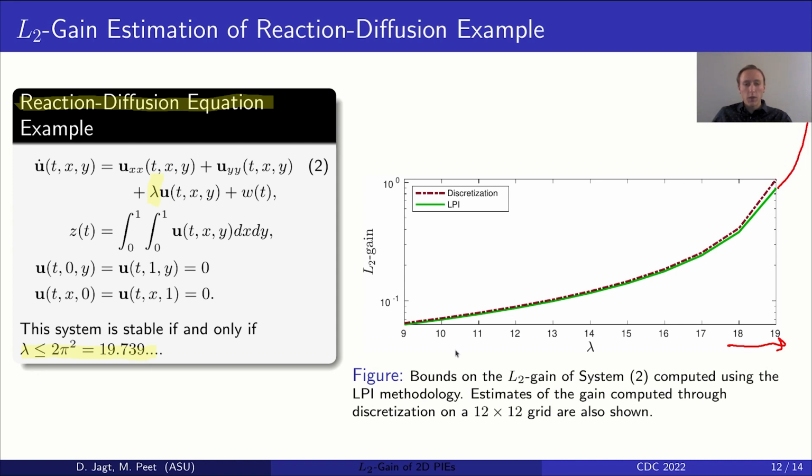Now, for comparison, we also computed a bound using discretization, or more accurately, we computed an estimate. So we discretized this system using a central finite difference scheme on a 12 by 12 grid. And then we computed an estimate of the L2 gain by solving the KYP lemma for this discretized system. And we find that for each value of lambda, the obtained bound on the L2 gain using the LPI approach is smaller than the estimated value using discretization.